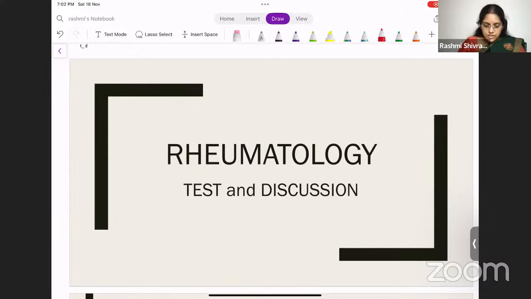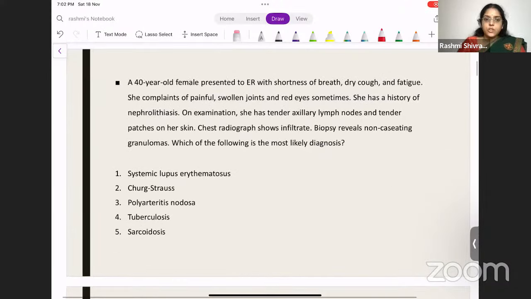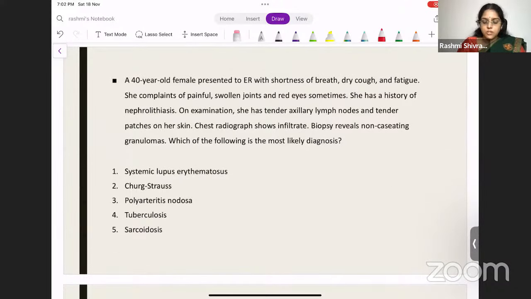Okay, so let's start. The first question: a 40-year-old female presented to the emergency room with shortness of breath, dry cough and fatigue. She complains of painful swollen joints and red eyes sometimes. She has a history of nephrolithiasis. On examination, she has tender axillary lymph nodes and tender patches on her skin. Chest radiograph shows infiltrate. Biopsy reveals non-caseating granulomas. Which of the following is the most likely diagnosis? Is it SLE, Churg-Strauss or EGPA, polyarteritis nodosa, tuberculosis or sarcoidosis? So one thing that you can rule out is tuberculosis.